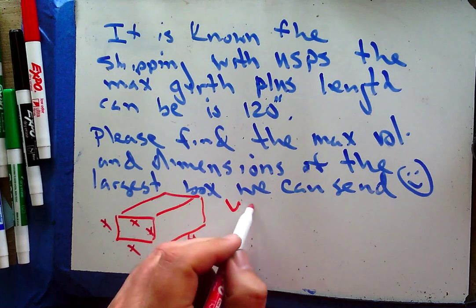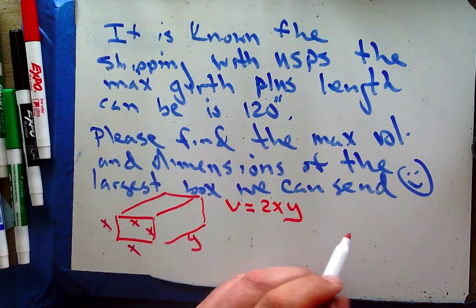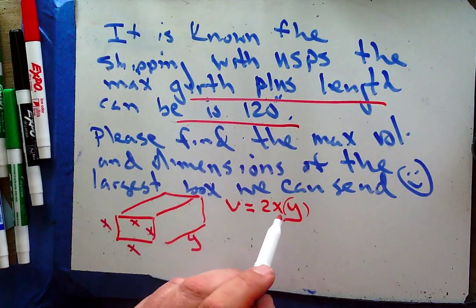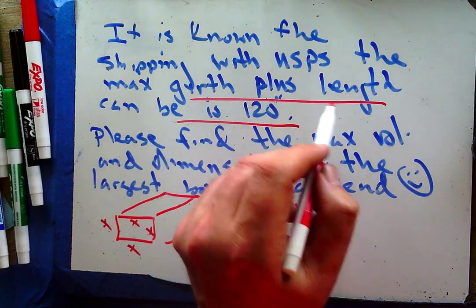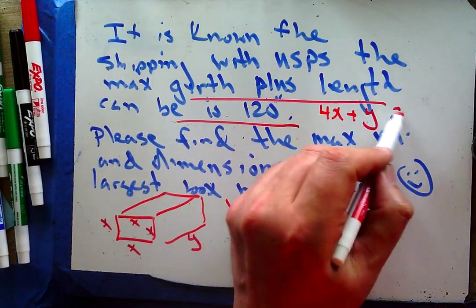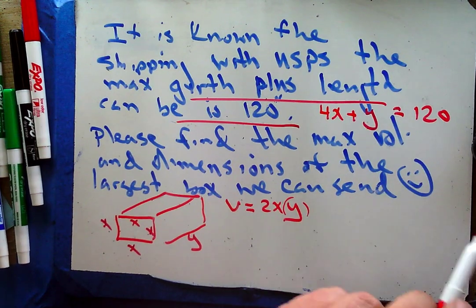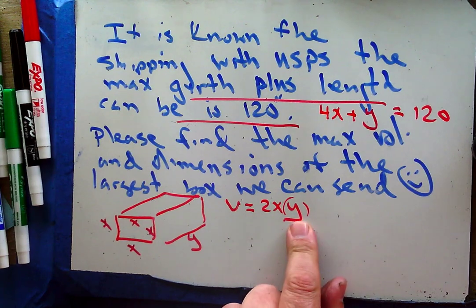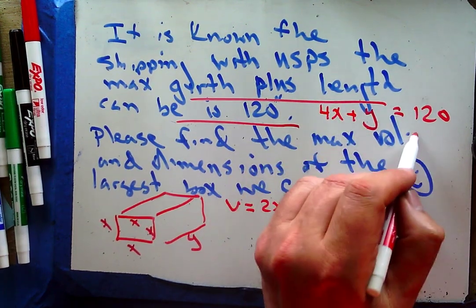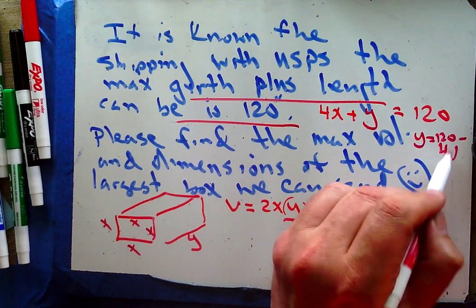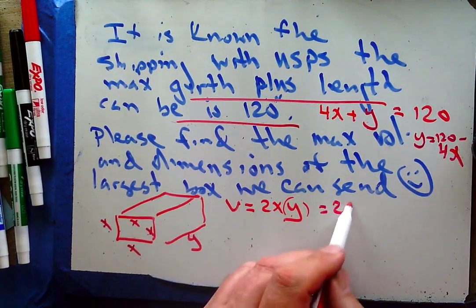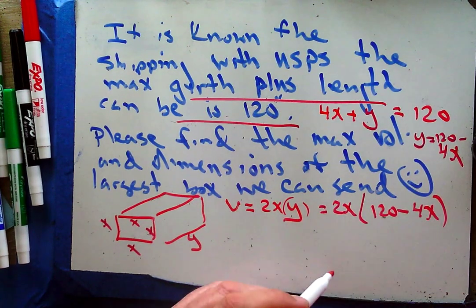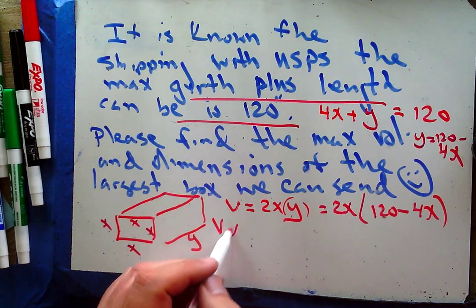Hi, welcome back. So volume is 2xy, but I want to get rid of that y and replace it with some x stuff. So I look up over here and I say, okay, girth plus length, 4x plus y equals 120. That's my helping equation, and I call it a helping equation because it's going to help me rewrite volume so that I don't have any y's. I know from my helping equation that y equals 120 minus 4x. So I can replace this y with 120 minus 4x. Okay, so now I have volume all in terms of one variable. Great.